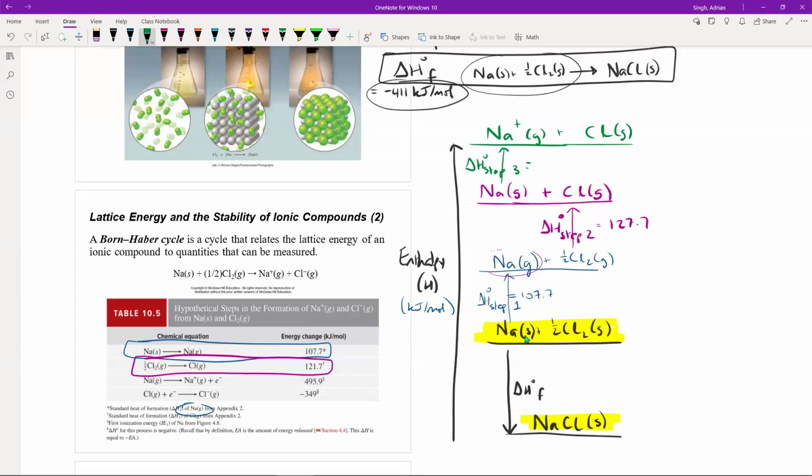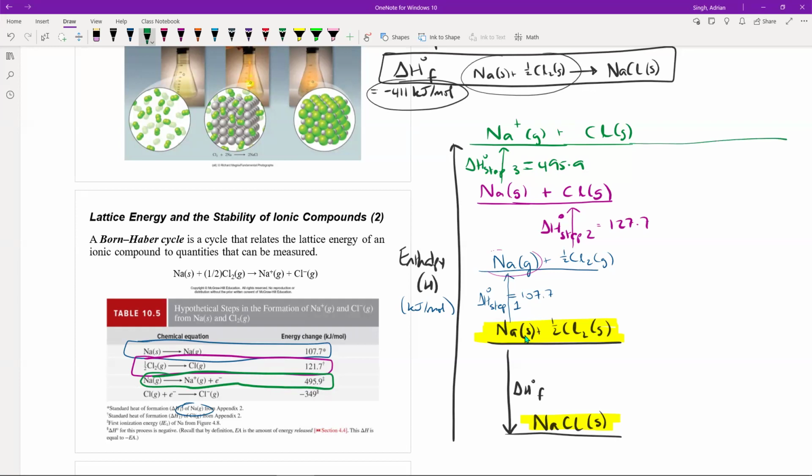All right, and then that process, according to our table here again, something we can look up, that is the first ionization energy of sodium, and that is equal to 495.9 kilojoules per mole. We'll continue this all the way across.